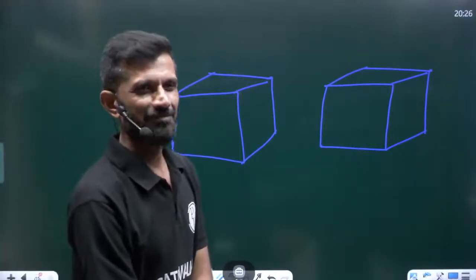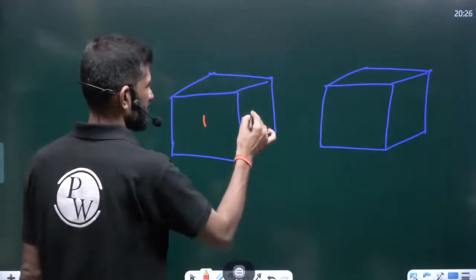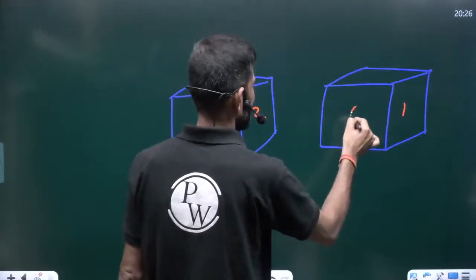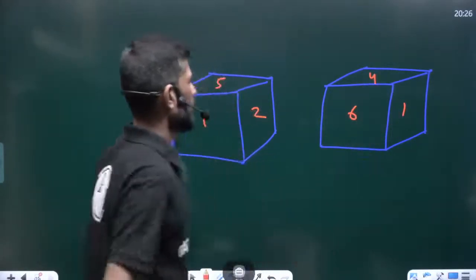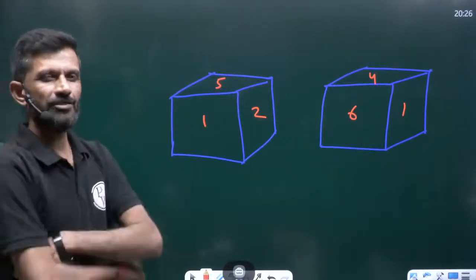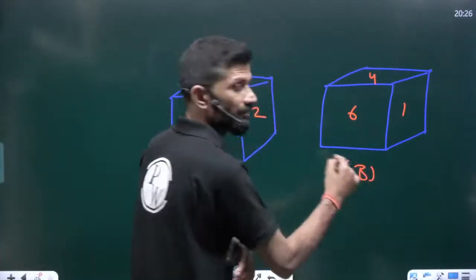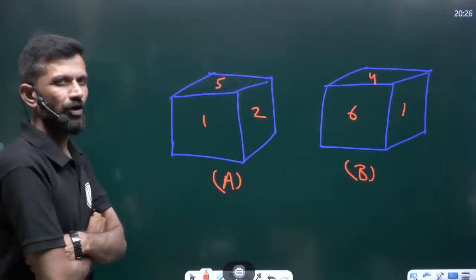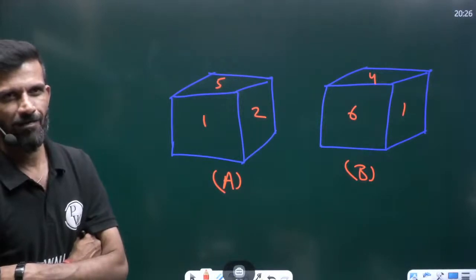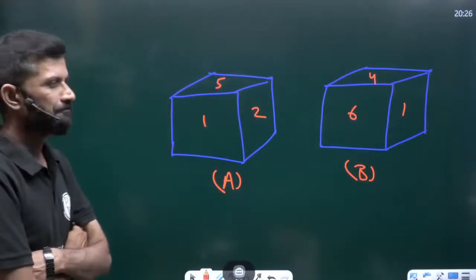Now let us understand. Here I am writing something like 1, 2, 5. 1, 6, 4. What is common in both of them? This is A view, this is B view. One is common, very good. So what can you derive? Which two numbers will be opposite of each other?